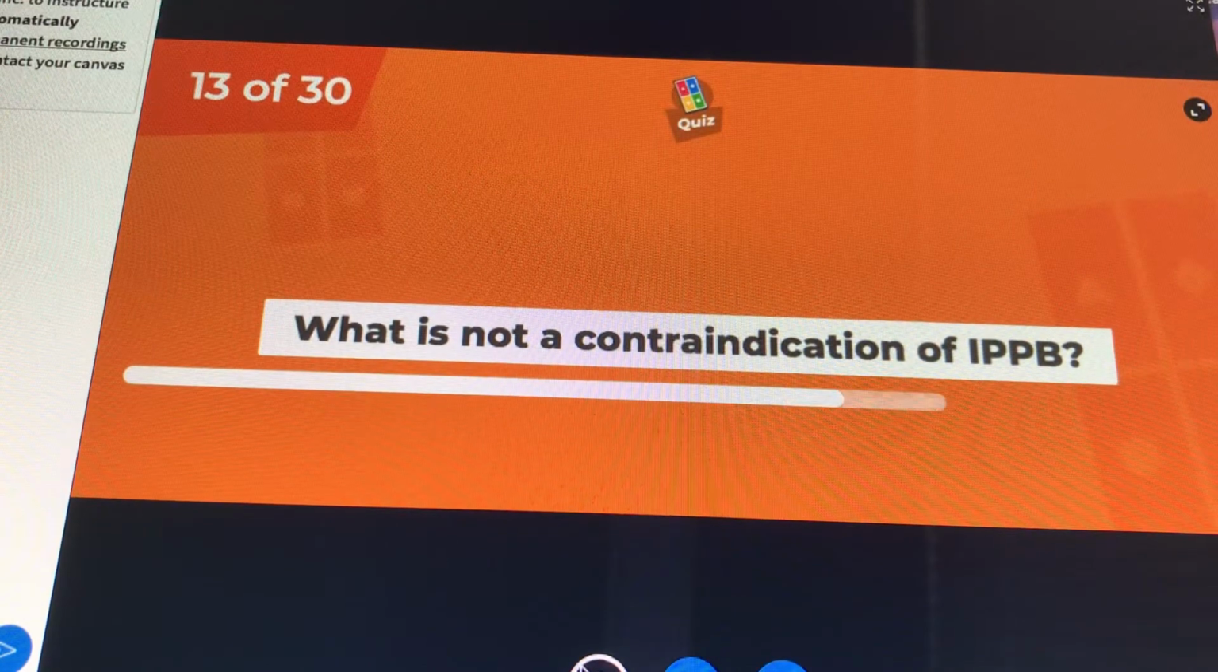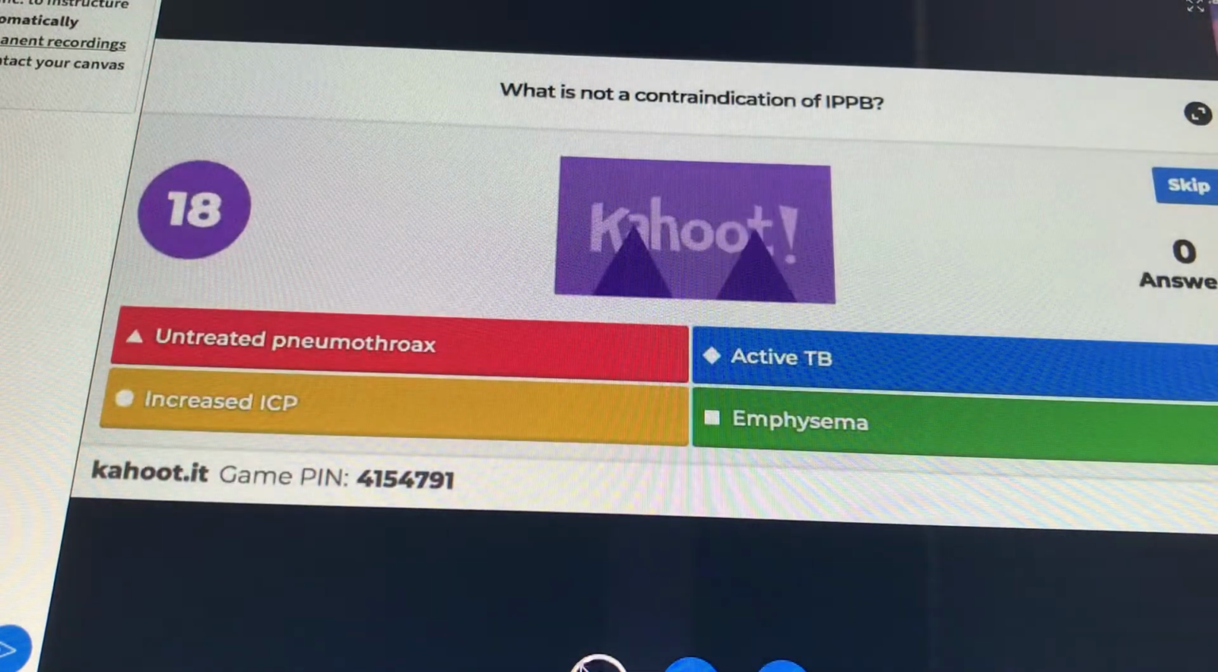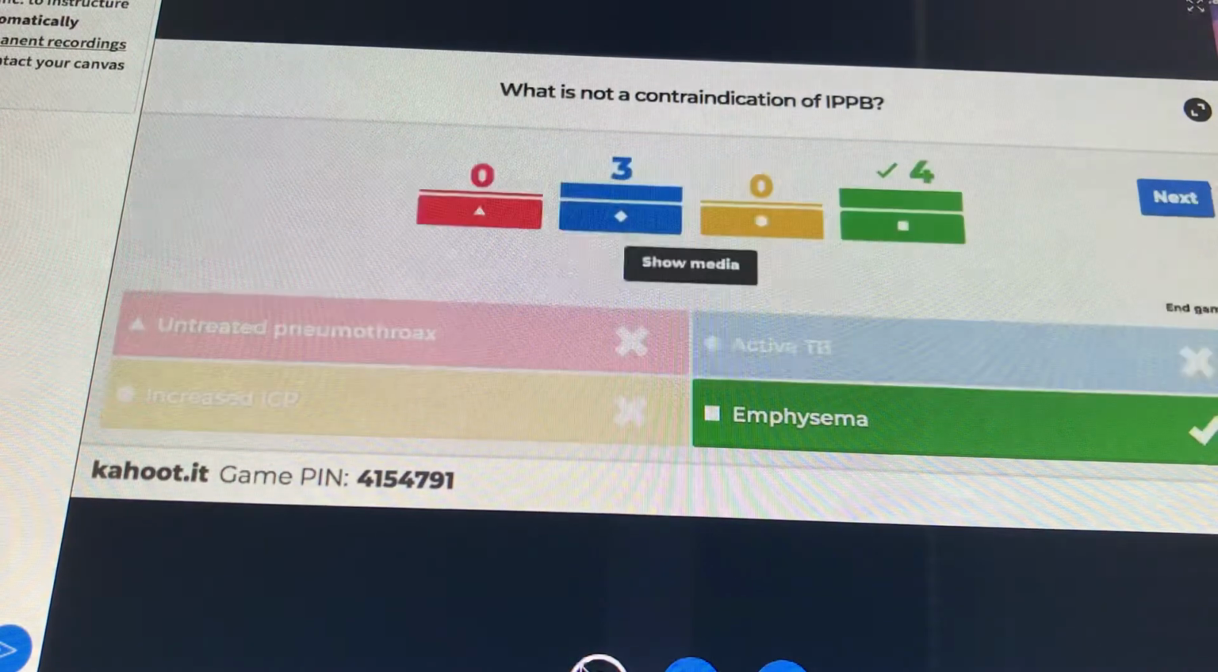Which is not a contraindication of IPPB? Emphysema. Just because a patient has emphysema doesn't mean that you cannot do IPPB. It just means that you need to make some special considerations, like making sure that they have adequate exhalation time and making sure that your pressures aren't too high.